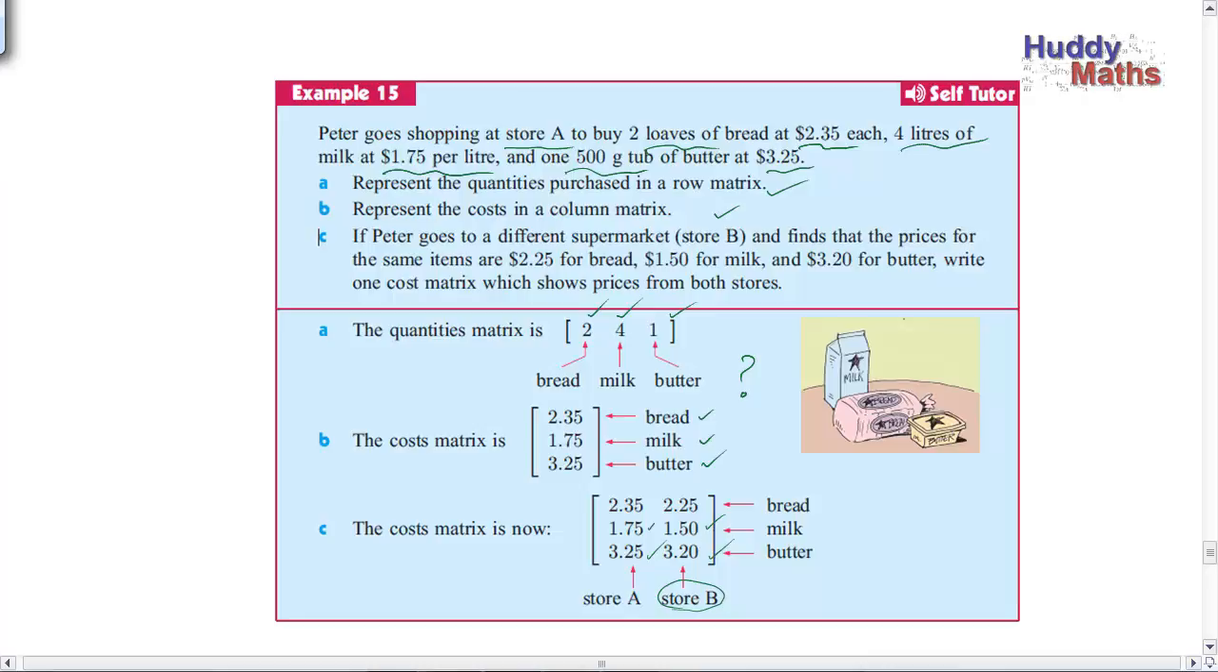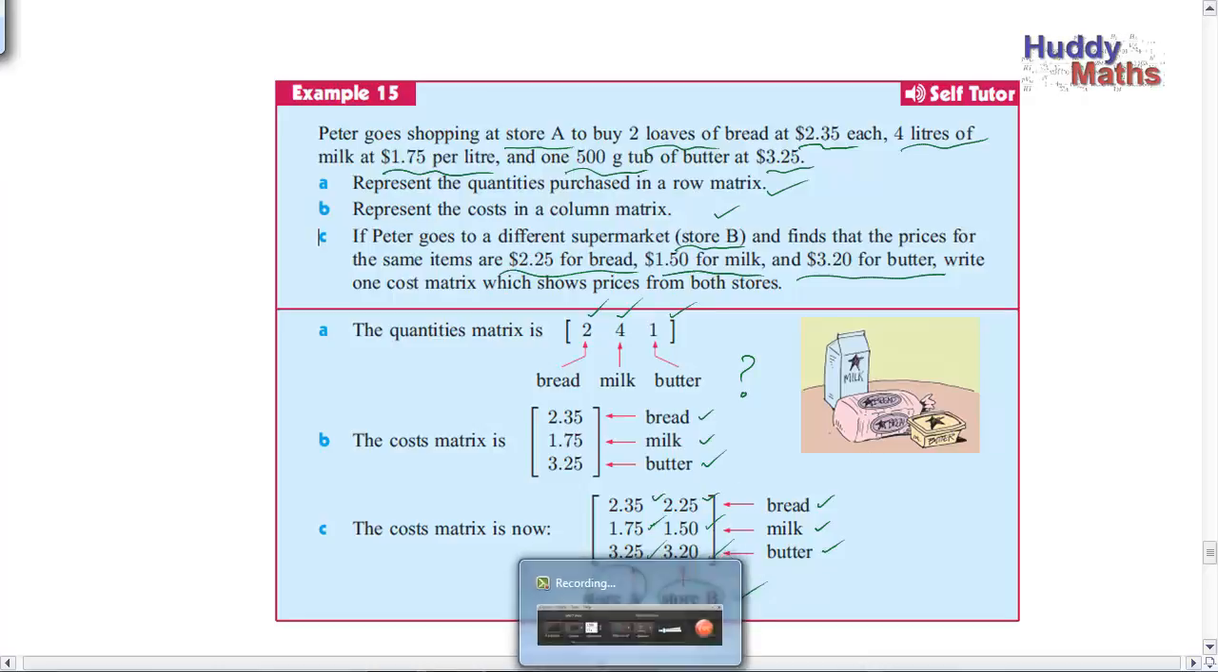Later on we'll answer the question why they asked us to put one as a row matrix and one as a column matrix. And then if he goes to a different supermarket, store B, the prices are different, so let's do it. Bread, milk, butter. Store A, here it is. Easy to compare, isn't it? Store B is going to be cheaper. You can see here, because each of them is less. So it's a nice way of comparing stuff.